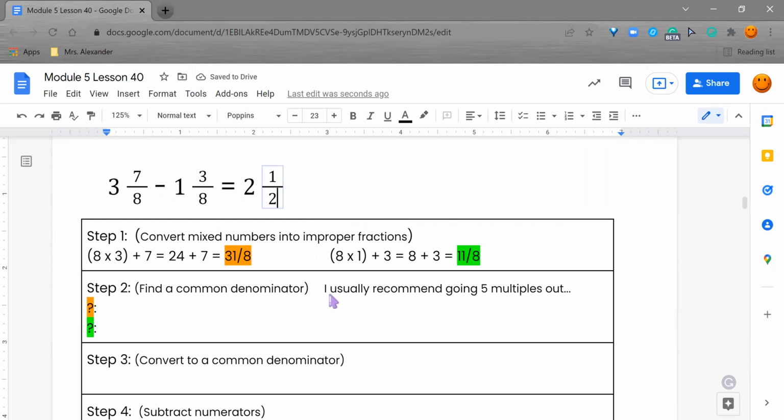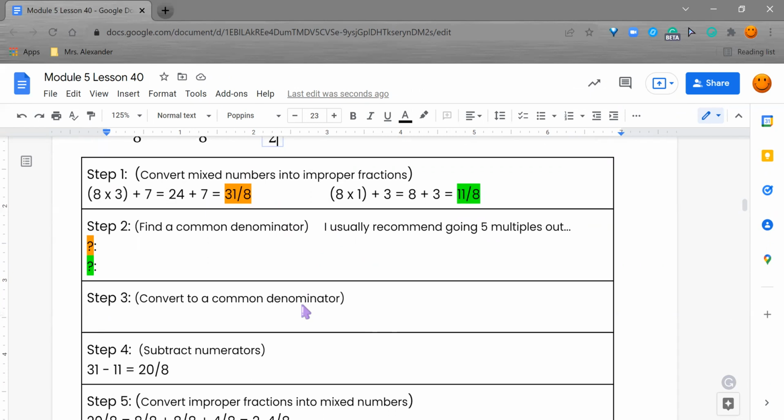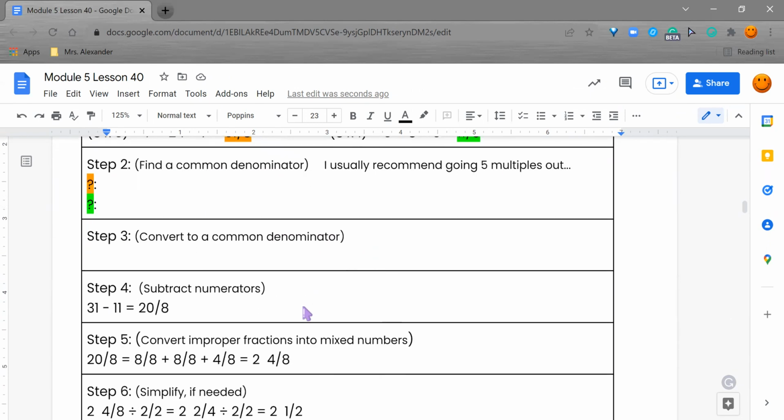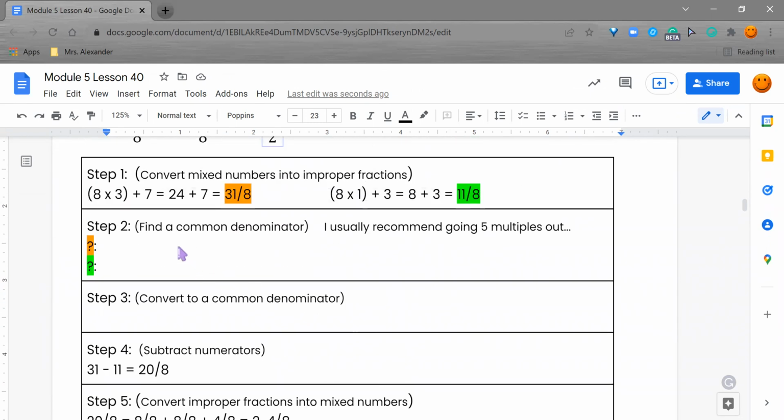Okay, as you're doing these, make sure you read and have fun with it. Remember, not all the problems are the exact same. Sometimes you will have to find a common denominator. Other times, you don't. Just read the problem and do the steps you have to do.